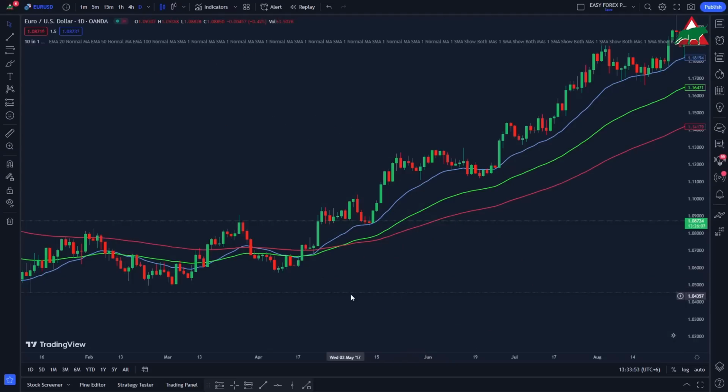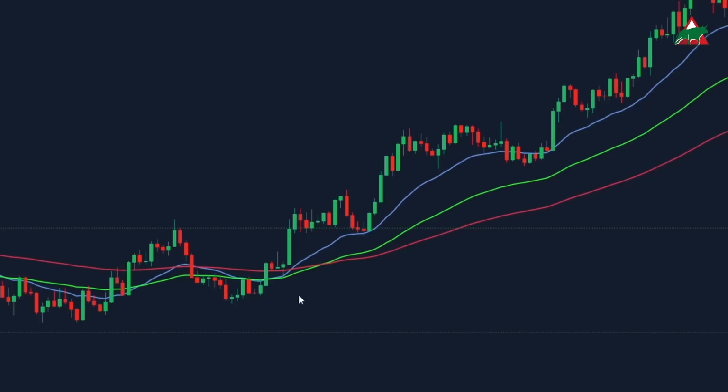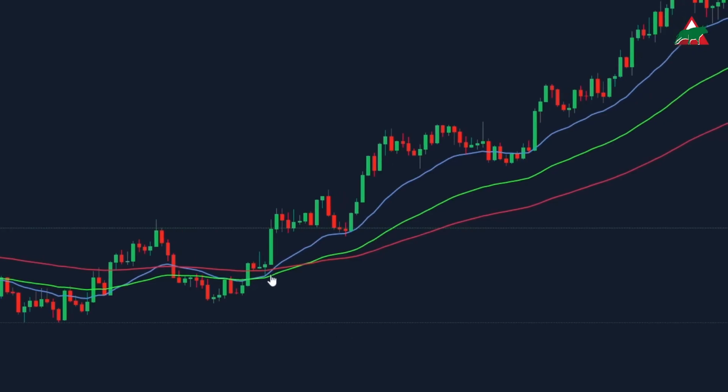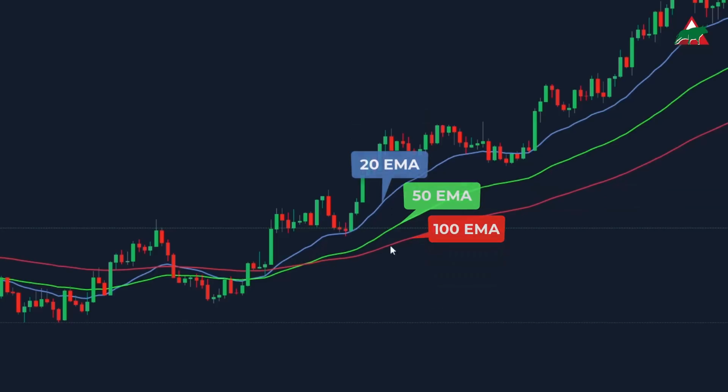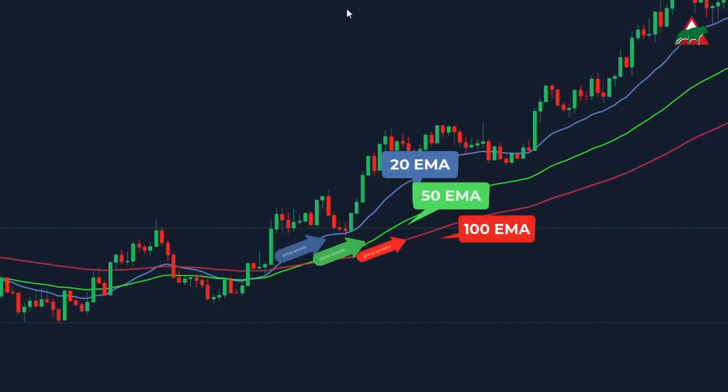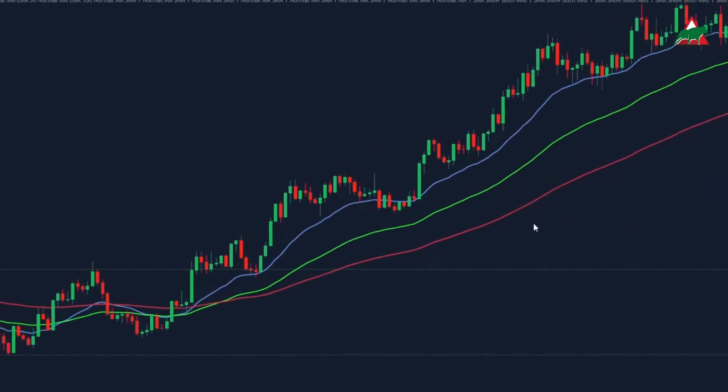Now, let's see when to buy and sell in the market using the 3 EMA strategy. Here are the buy and sell conditions. Firstly, we will buy when the 20 EMA crosses above the 50 EMA and the 50 EMA is above the 100 EMA. And secondly, when the price action is above all 3 EMAs and the EMAs are sloping upwards, these conditions indicate a bullish trend or buying opportunity.